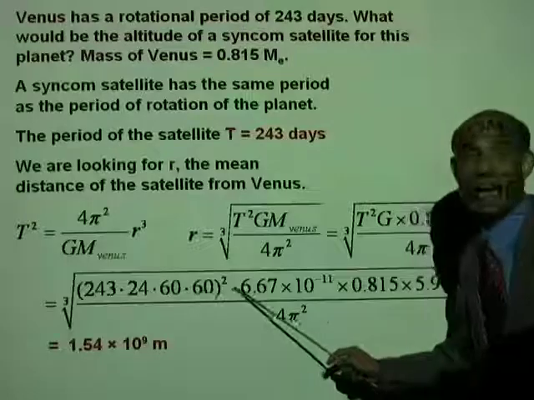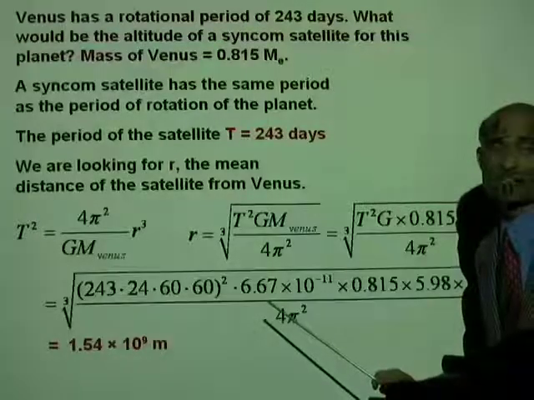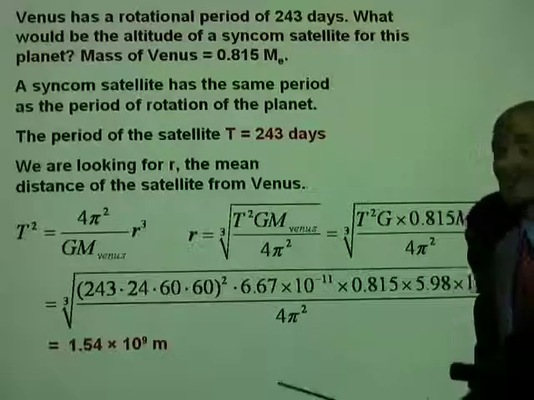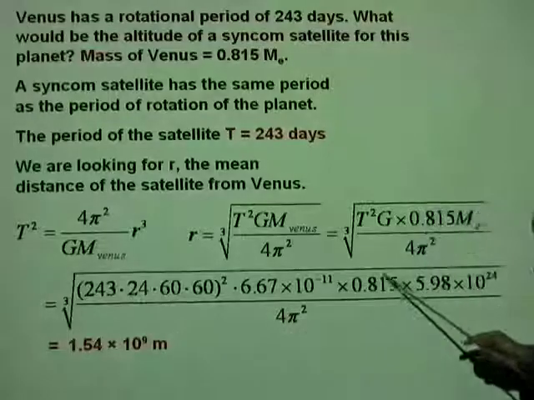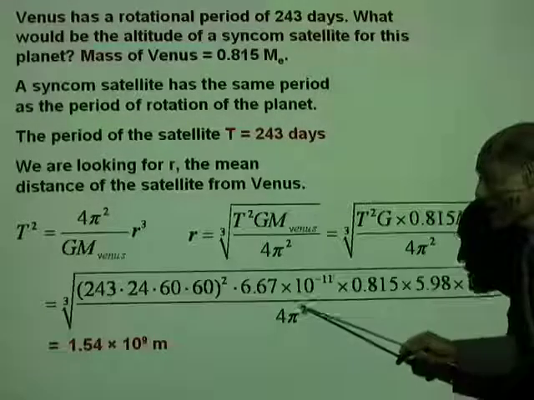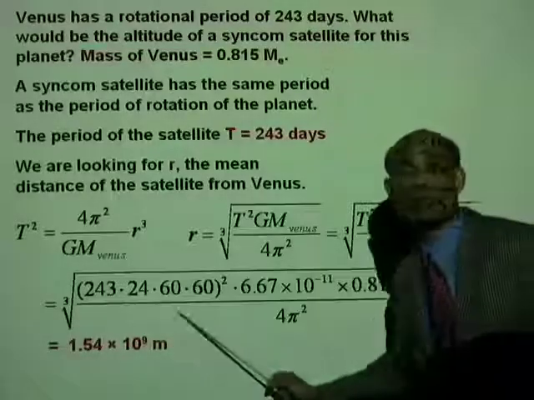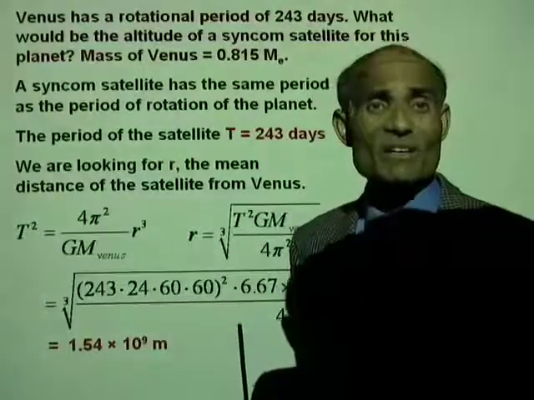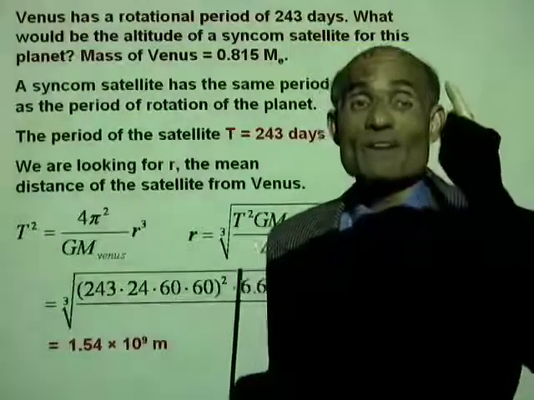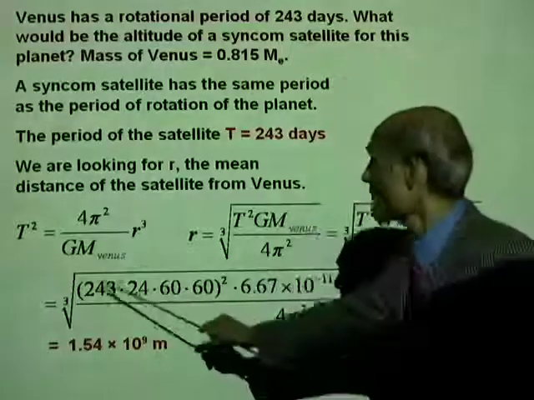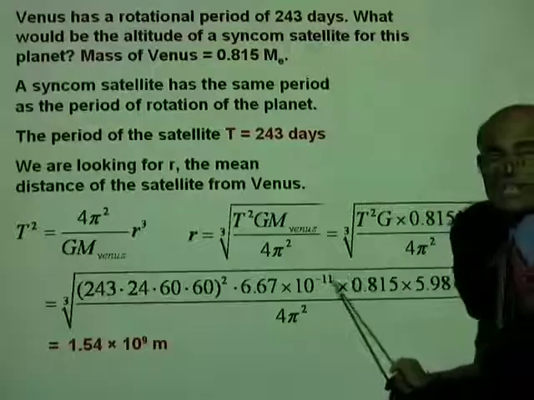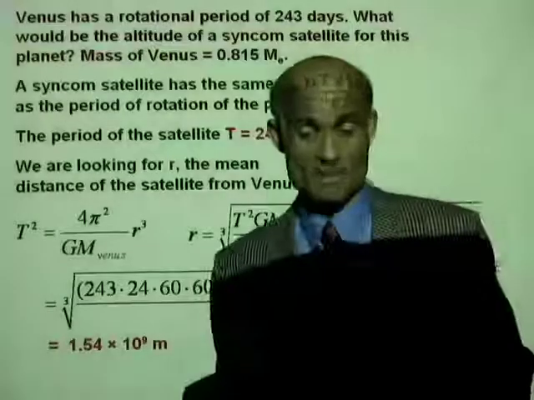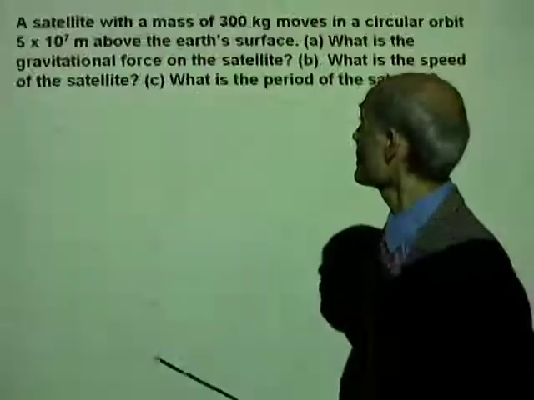If you don't know how to do this on the calculator, well, you can do them piece by piece. In other words, you can do all this quantity, then divide that by 4 pi squared to get you that quantity. And to take the cube root, how do you take the cube root of a quantity on the calculator? Raise it to the power 1/3. That is how you find the cube root. Once you find this number inside the radical sign, raise it to the power 1/3. Okay. Let's do another one.